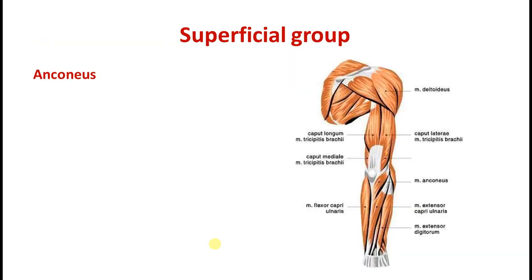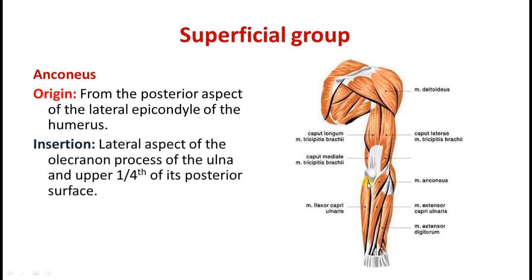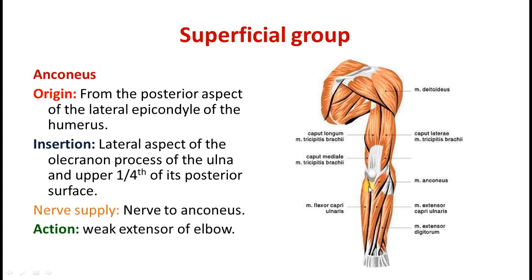The last muscle of the superficial group you see here is the anconeus muscle, a very small muscle. From the posterior aspect of the lateral epicondyle of the humerus, it goes and gets inserted into the olecranon process of the ulna and into the upper one third of the posterior surface of the ulna. It is a very weak extensor and it is supplied by the nerve to anconeus.